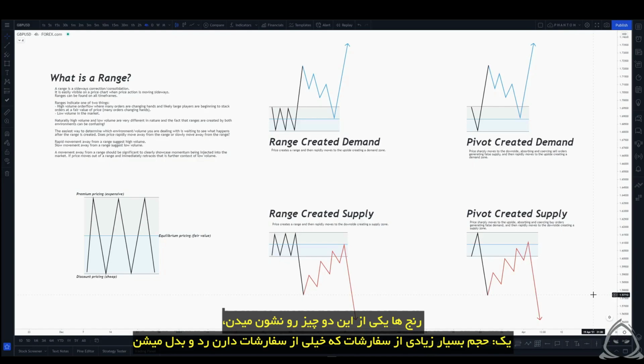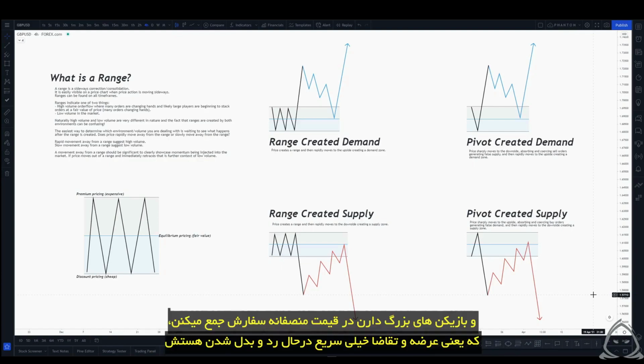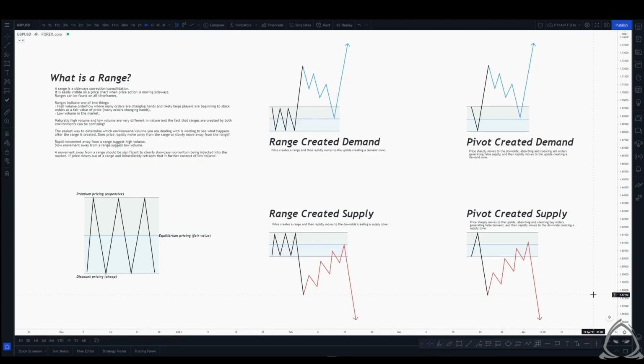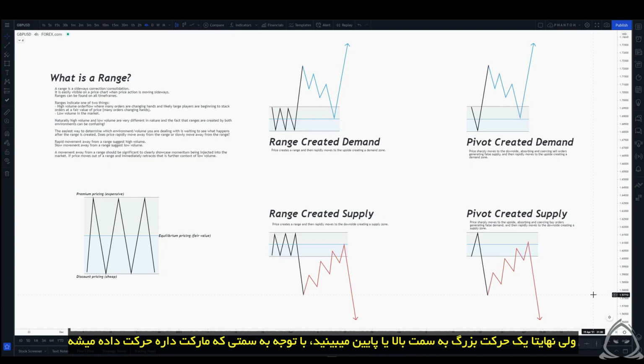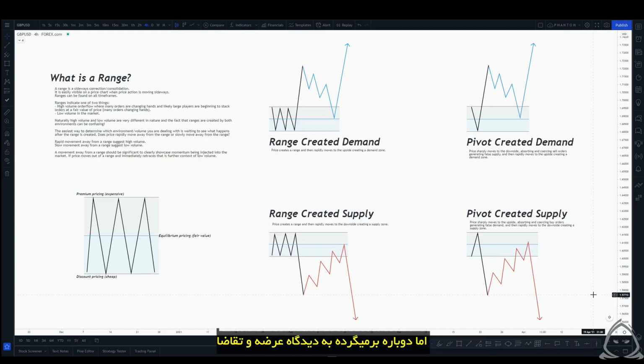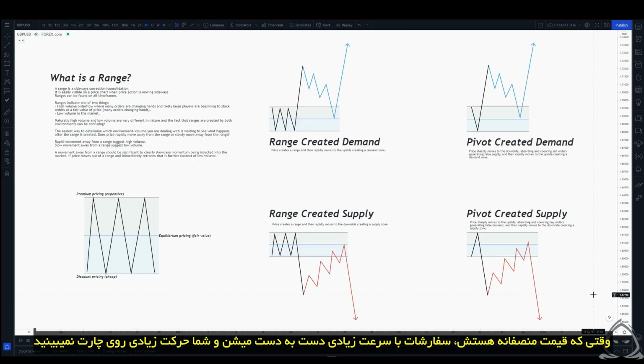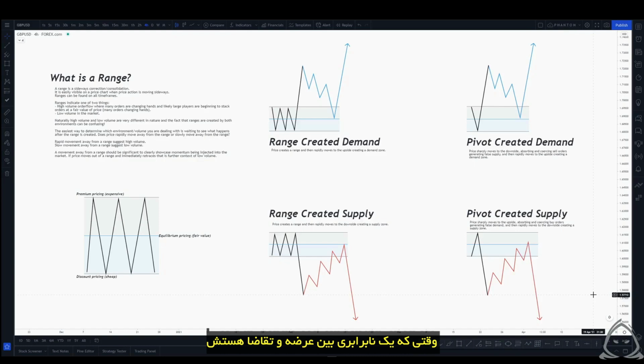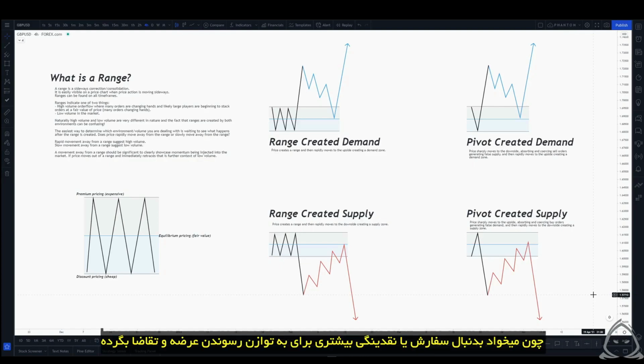One being high volume order flow where many orders are changing hands and likely large players are beginning to stack orders at a fair value in price, which basically means that demand and supply are changing hands quite rapidly, but eventually you do see a large move to the upside or the downside depending on which side of the market is being traded. But again, it comes back to that concept of supply and demand. When there's fair value, orders are changing hands at a rapid pace and you're not seeing much movement on a price chart. When there is an imbalance in supply and demand, that's when you see price move rapidly in one direction because it's trying to seek more orders or liquidity to balance that supply and demand.